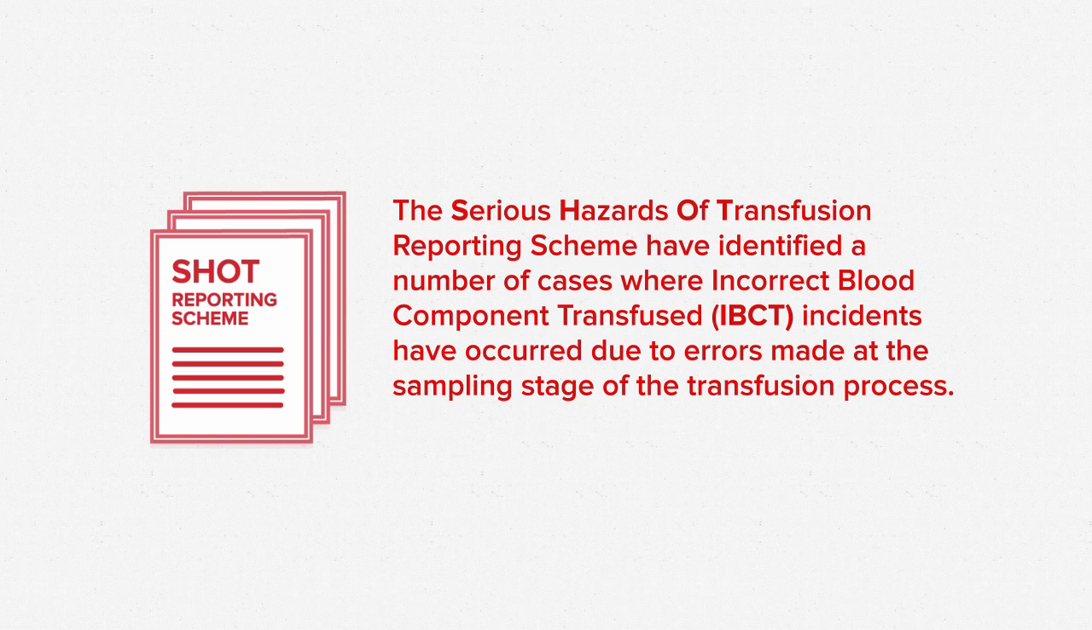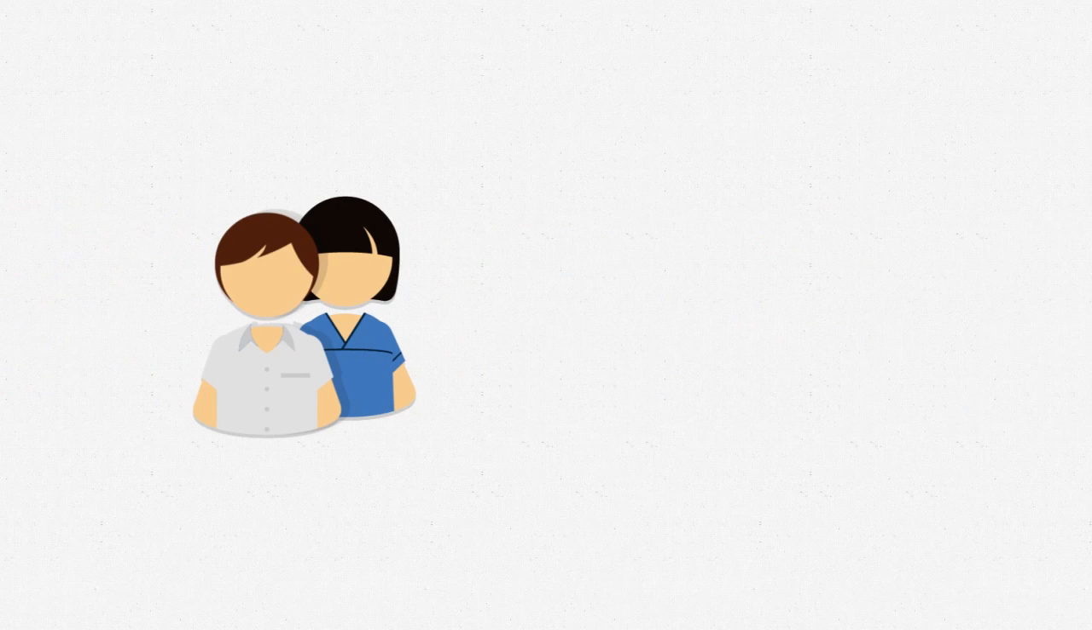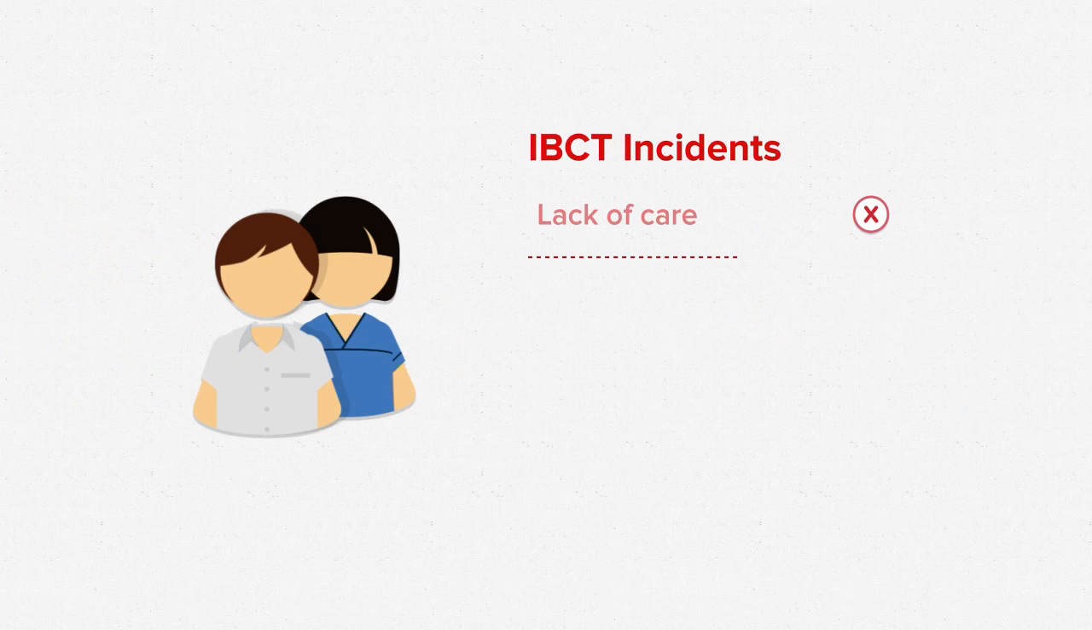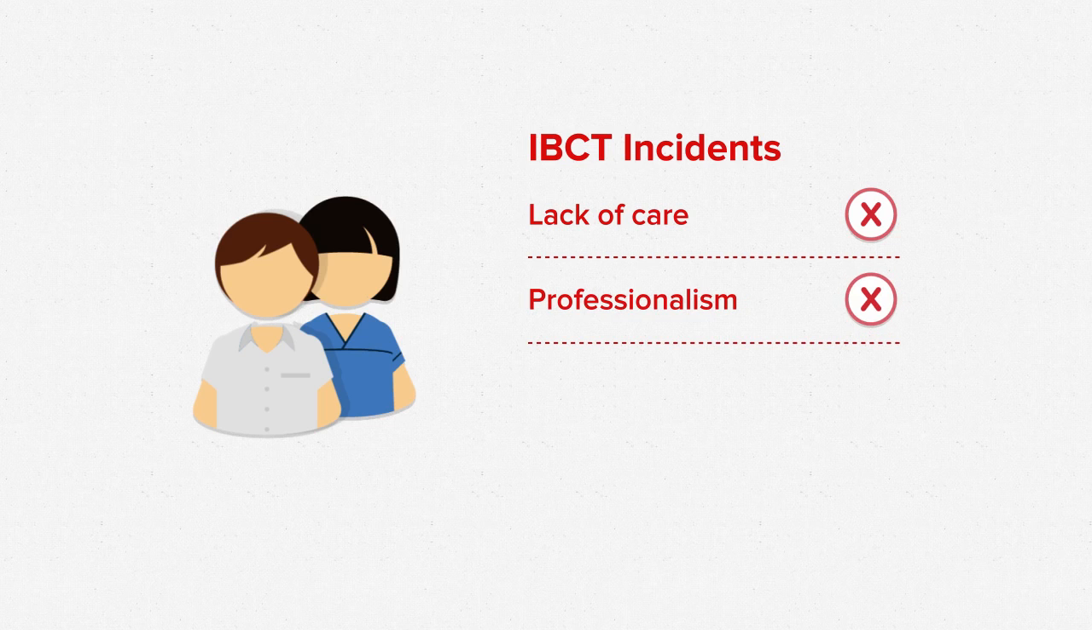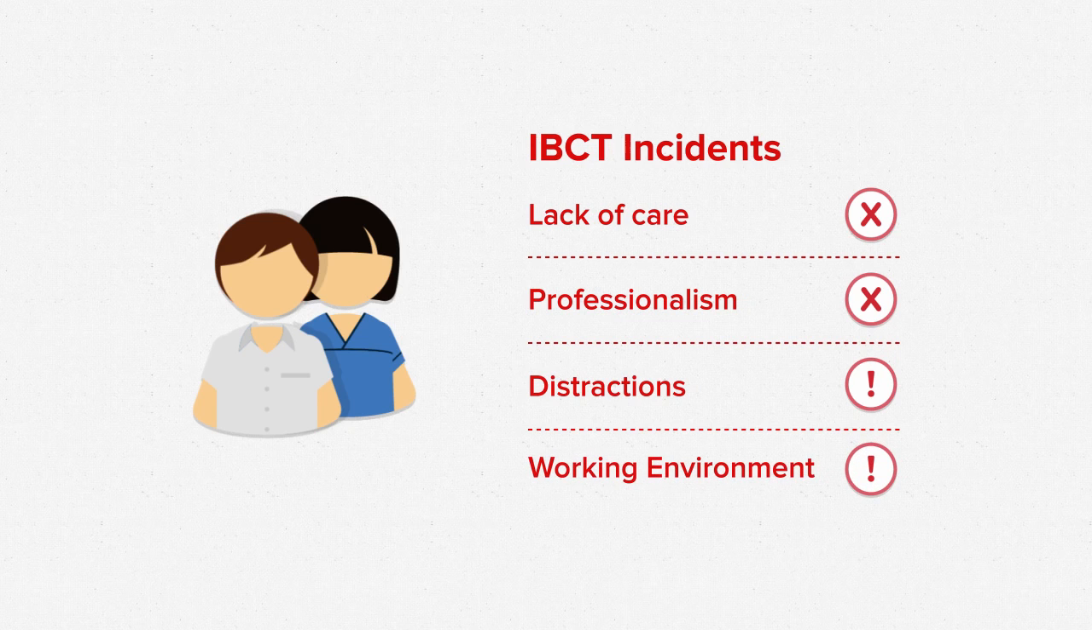The Serious Hazards of Transfusion Reporting Scheme have identified a number of cases where incorrect blood component transfused incidents have occurred due to errors made at the sampling stage of the transfusion process. The majority of these incidents are caused by human error and could have been prevented. They are not necessarily the result of any lack of care or professionalism. Mistakes often occur due to factors outside our control, such as distractions or the working environment.